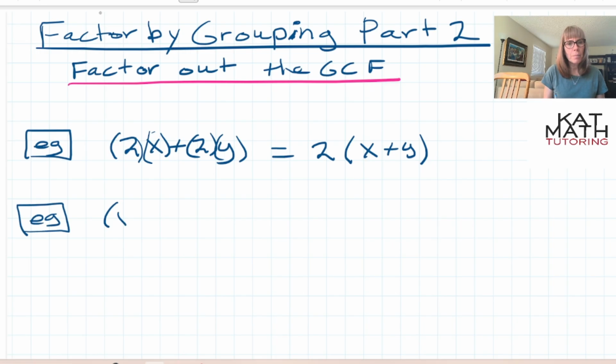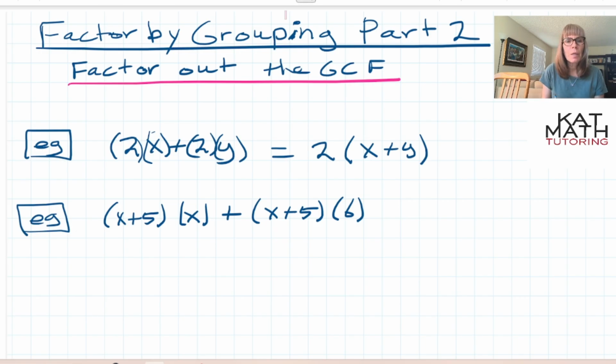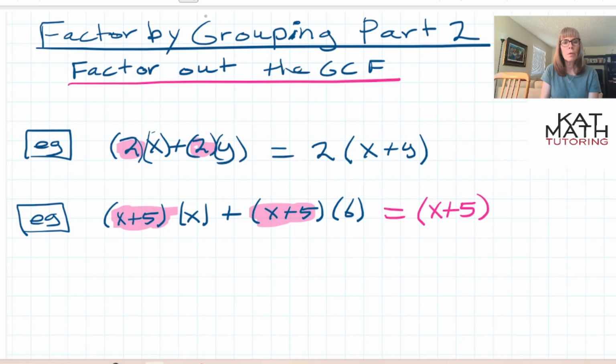So what if I have something like (x plus 5) times x plus (x plus 5) times 6. Do you see how this is pretty much the same? Here's the common factor. Just like above, the common factor was 2. Now the common factor is x plus 5. That's the common factor that I'm going to pull out. So when I pull that out in front, I'm going to write this as (x plus 5). That's like the common factor from the problem before that was the 2. And now what I have left over are these parts, the x and the 6. So what's left over is x plus 6.